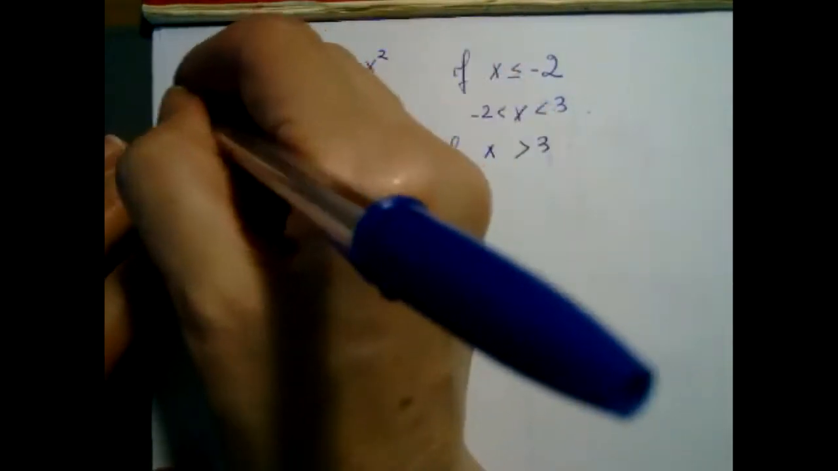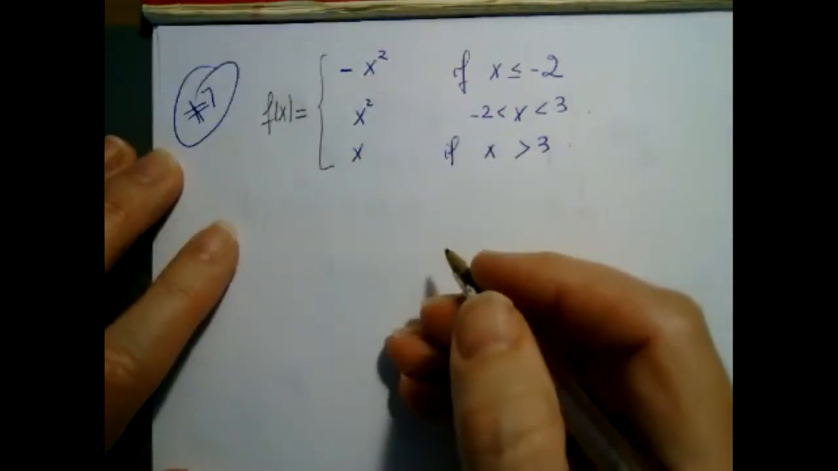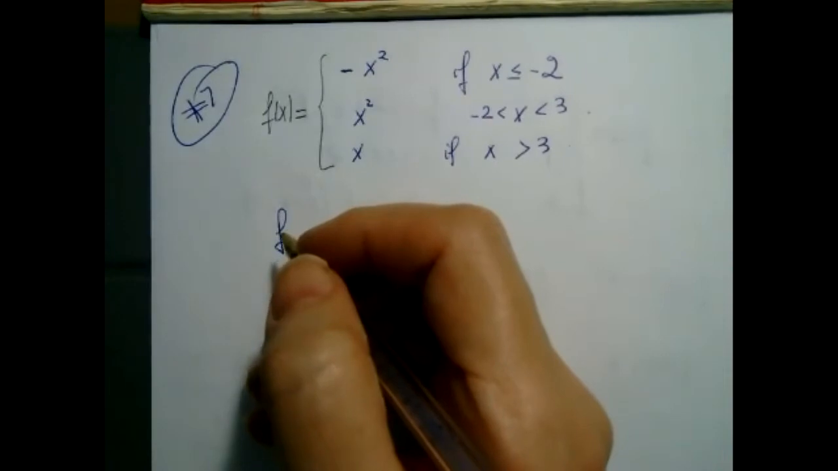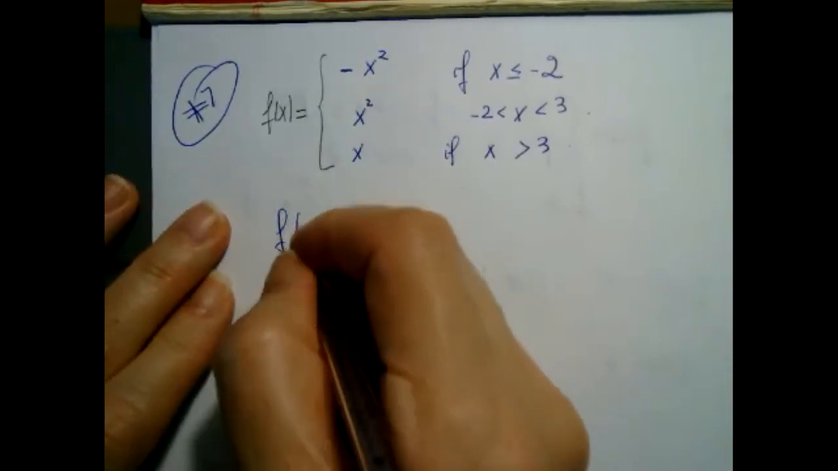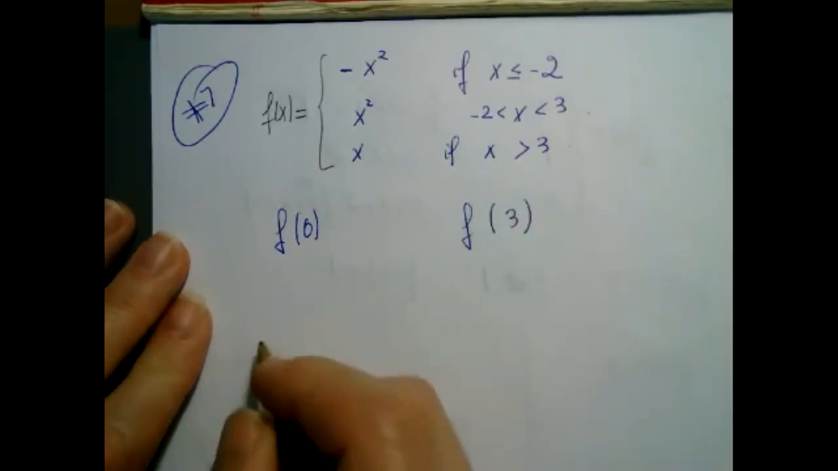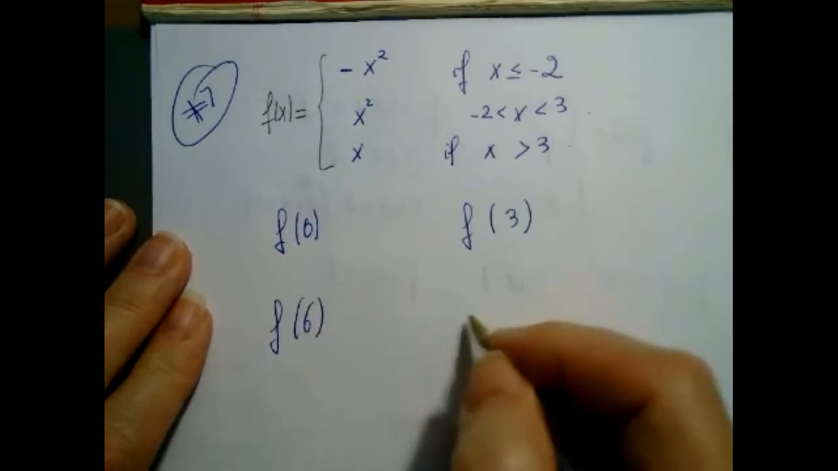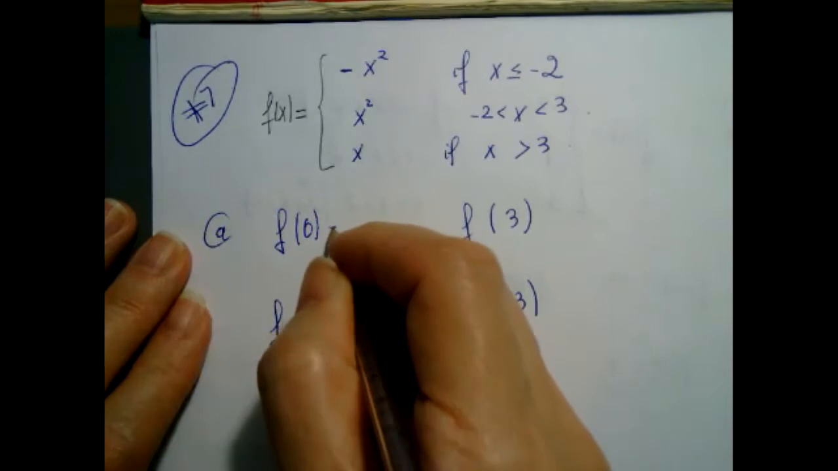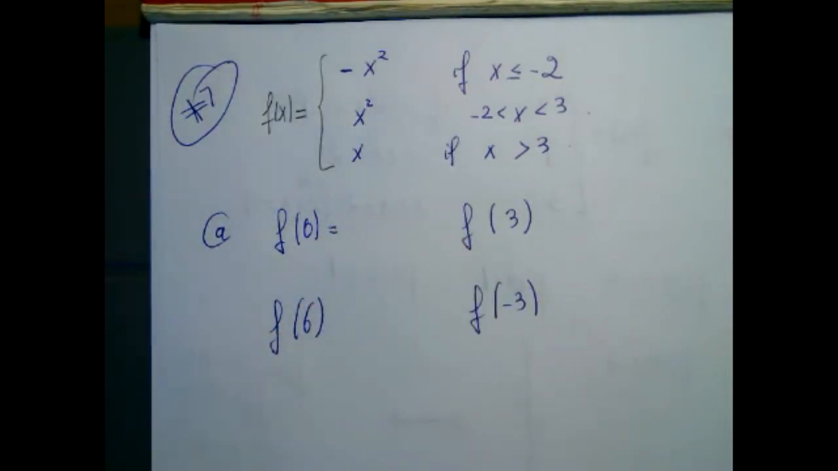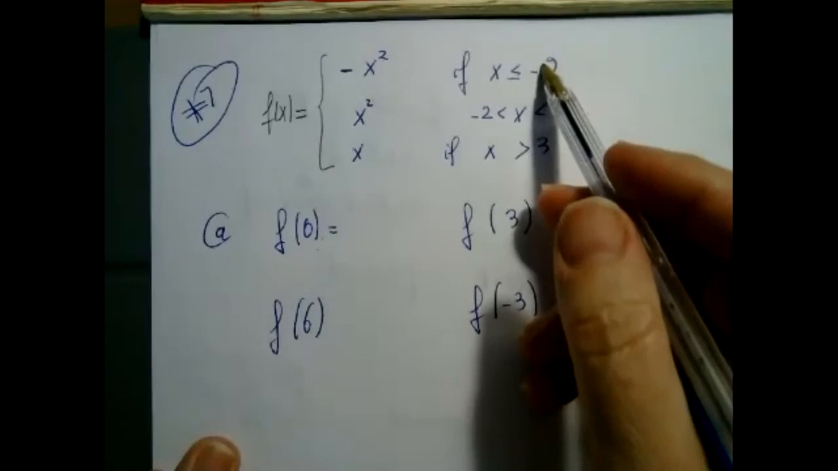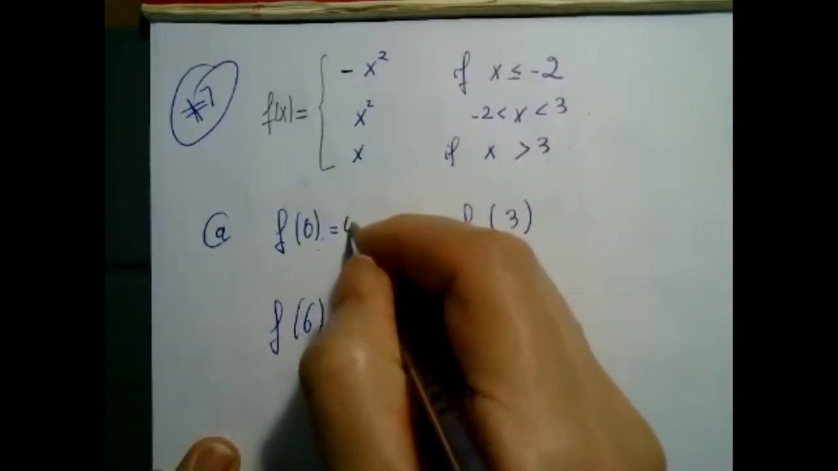So their first question is the following: answer the following questions. By now, I feel that all of you are able to answer those questions with ease. They want me to find f of 0, f of 3, f of 6, and f of minus 3. So that's the first question. What is f of 0 quickly? I know you guys know the answer. 0, because 0 is here, so it's 0 squared, which is 0.